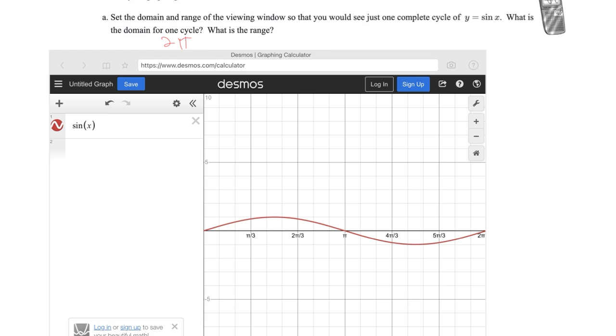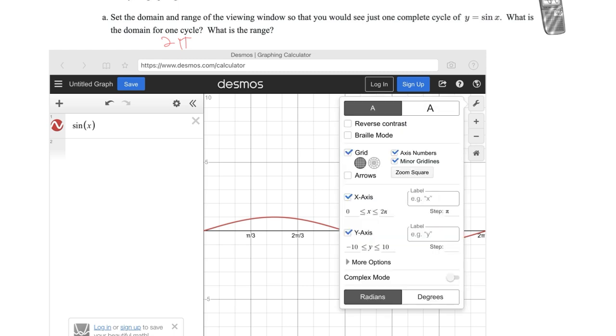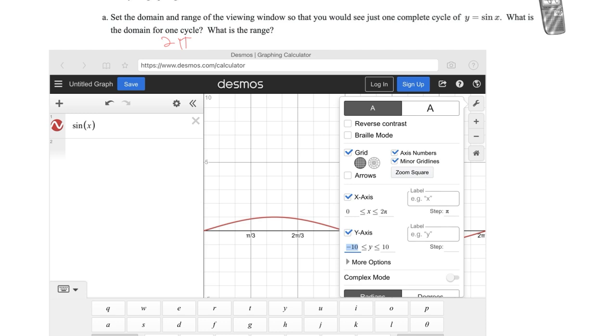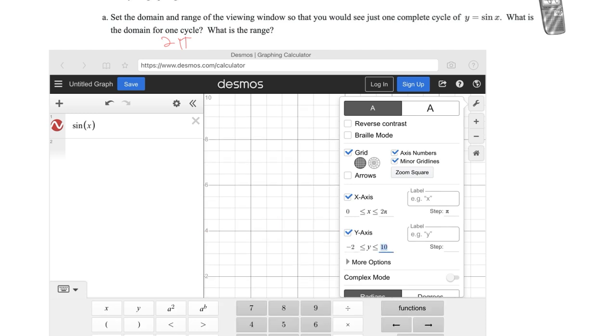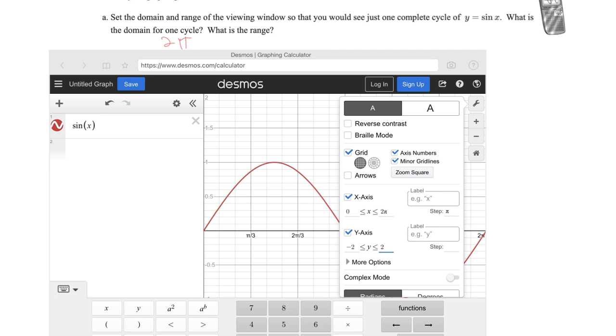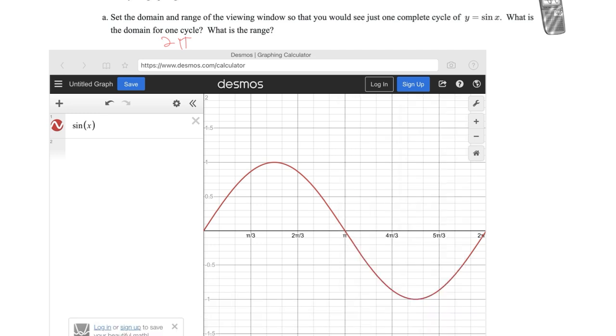Then the next thing is the range. Well, the range is my y-axis. It looks like it's going up to 1 and down to -1, but of course we can change that as well, make this a little bit tighter. So let's call it -2 to +2, just so we can see it a little bit more clearly here. And sure enough, it peaks out at 1 there and goes down to -1.